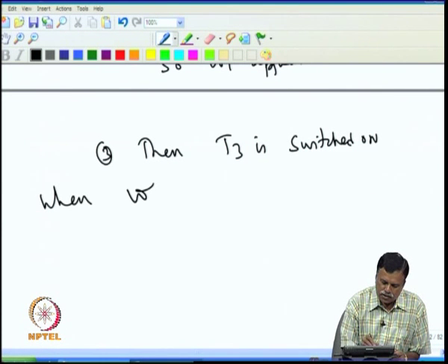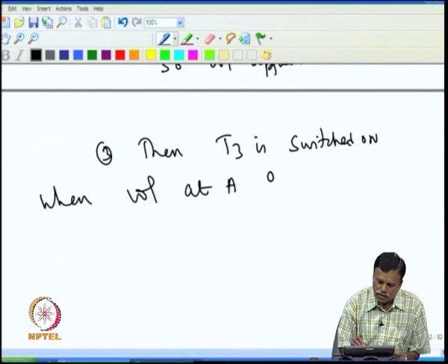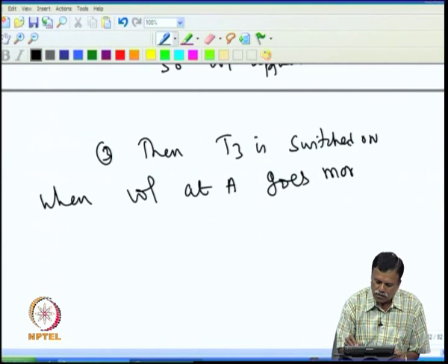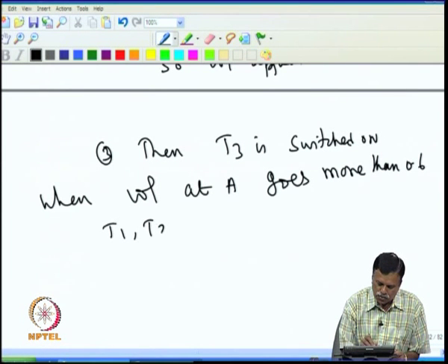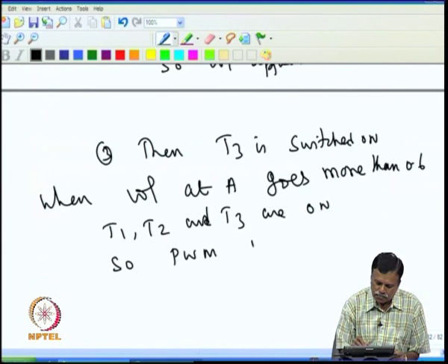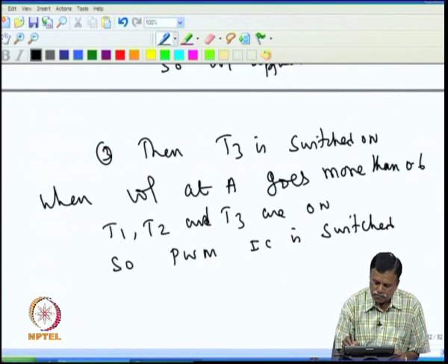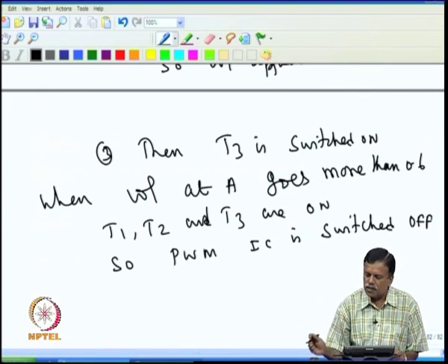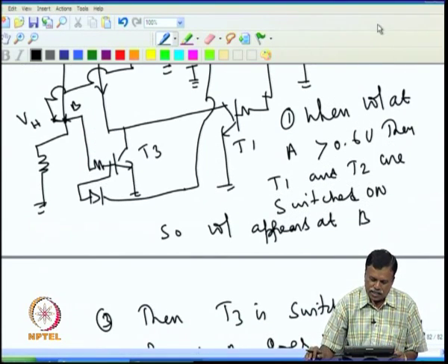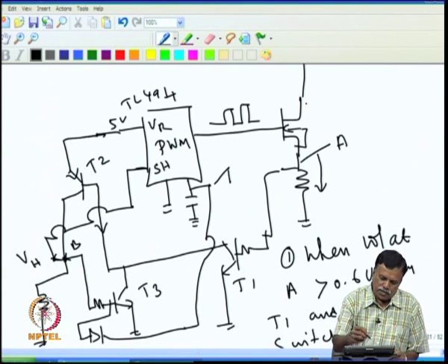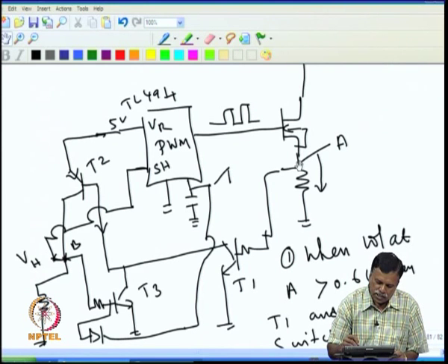So, effectively when voltage at A goes more than 0.6, T1, T2 and T3 are on. So, PWM IC is switched off. This makes the voltage at A disappear, because once the PWM IC goes off, you will find voltage at A disappears.